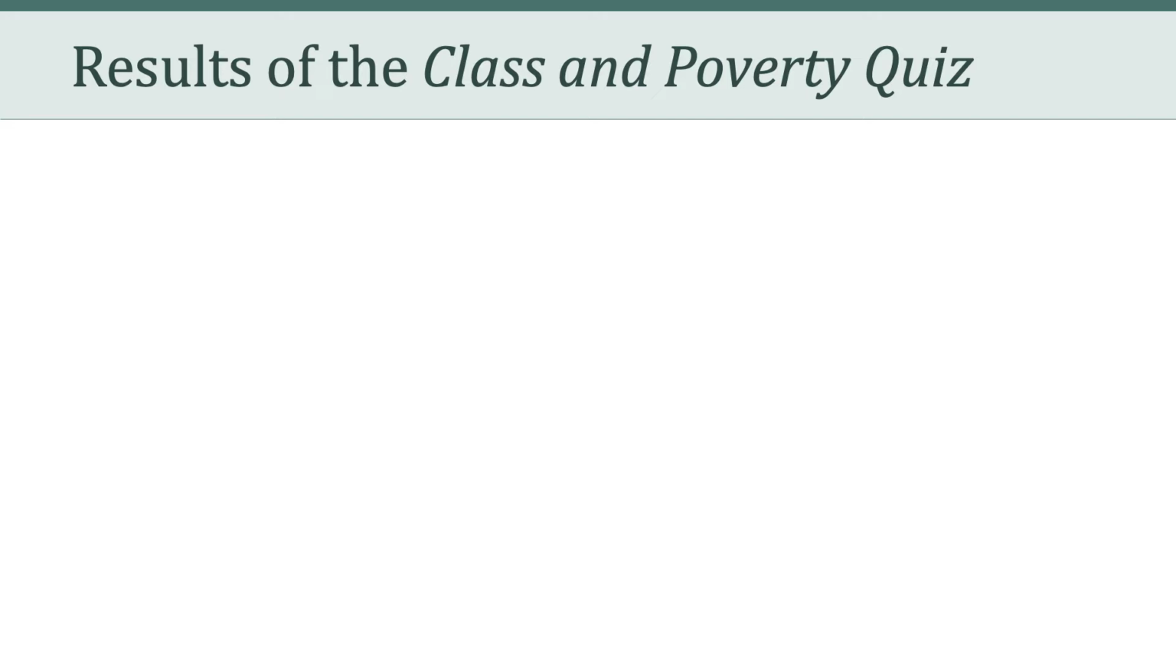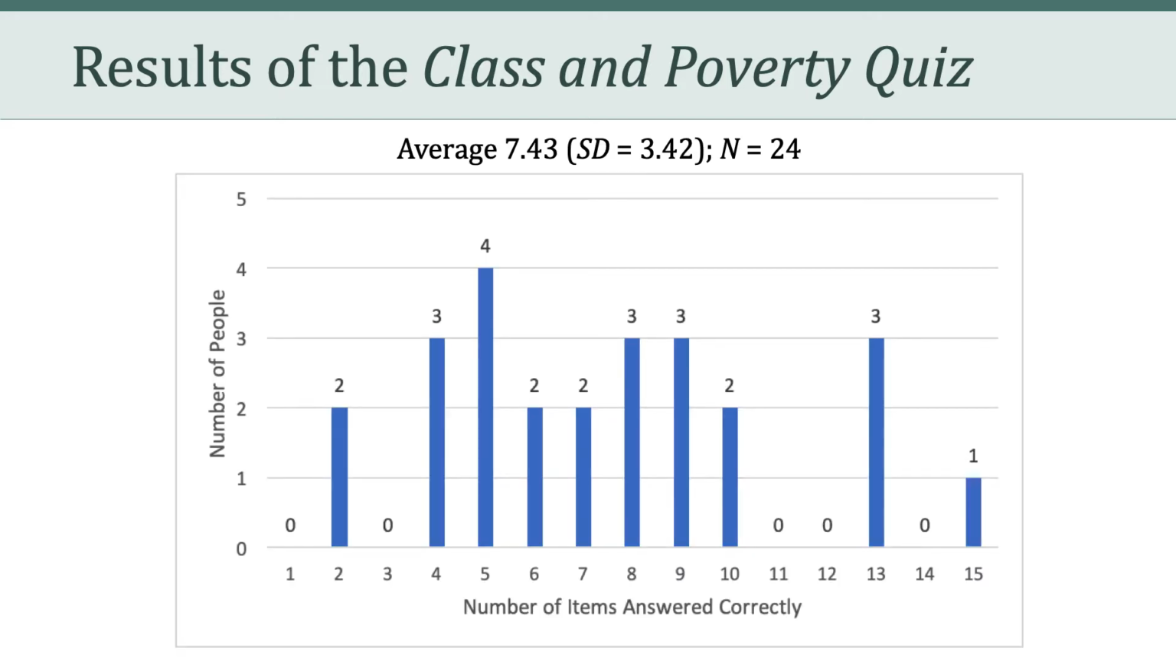To get started, I want to review the results of last week's class and poverty quiz. As you will recall, there were 15 questions on that quiz. As you can see here, there was a wide range of number of items answered correctly. Now, the class average was 7.43 with a standard deviation of about 3.5. So obviously, there is a lot to learn when it comes to thinking about class and poverty.